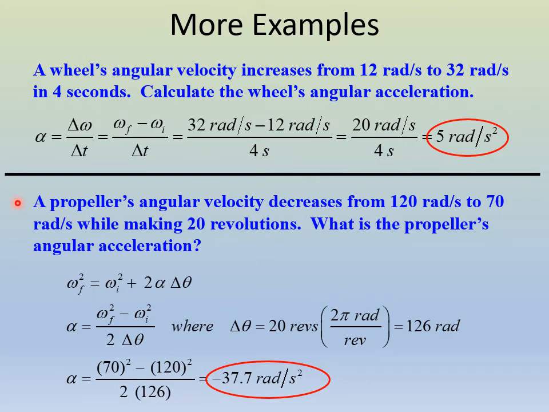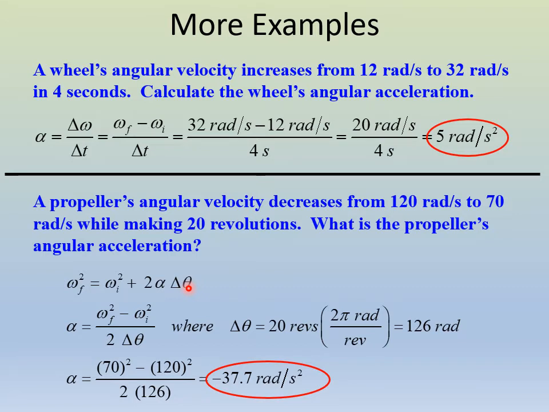This second example on this page says a propeller's angular velocity decreases from 120 radians per second to 70 radians per second while making 20 revolutions. What is the propeller's angular acceleration? Notice that we're not given any time here. Up here, we were given time, so we can use the simple definition of alpha. But if we don't know what the time is, we're going to use this equation, the equation without time: omega final squared equals omega initial squared plus 2 alpha delta theta.